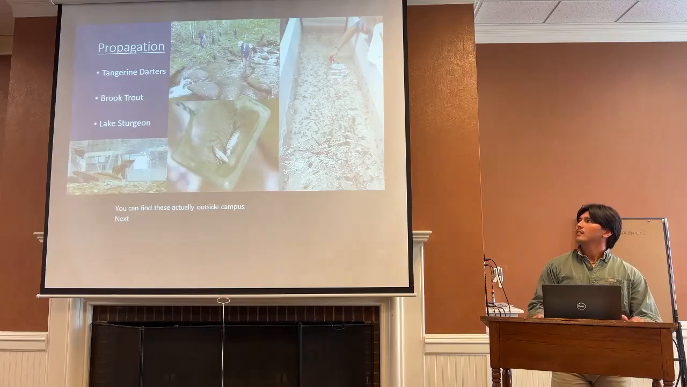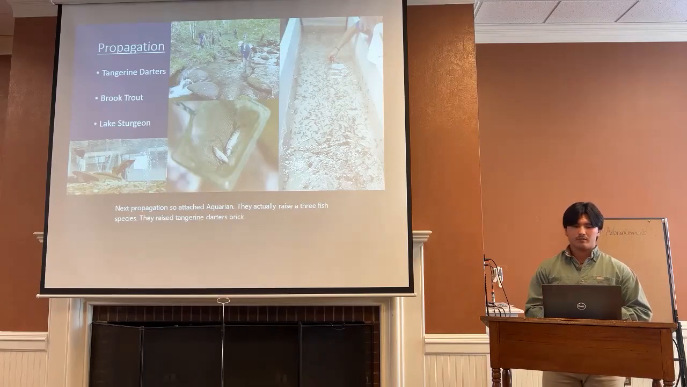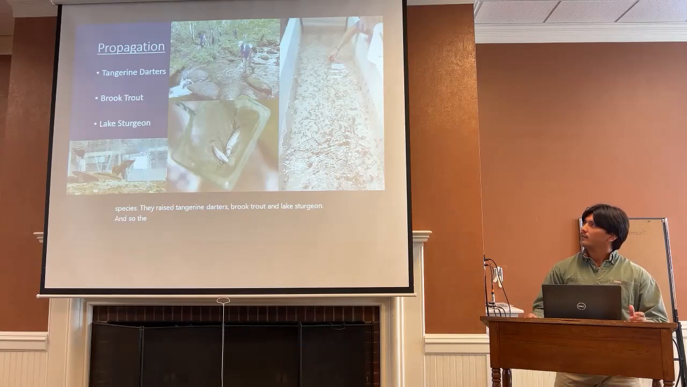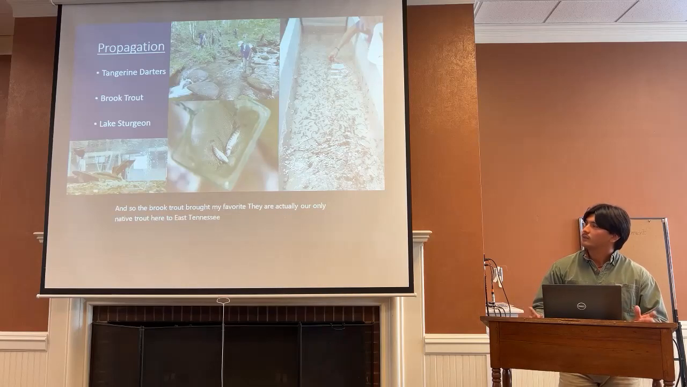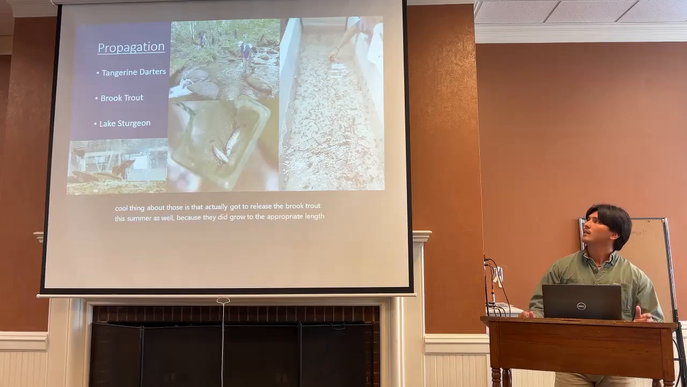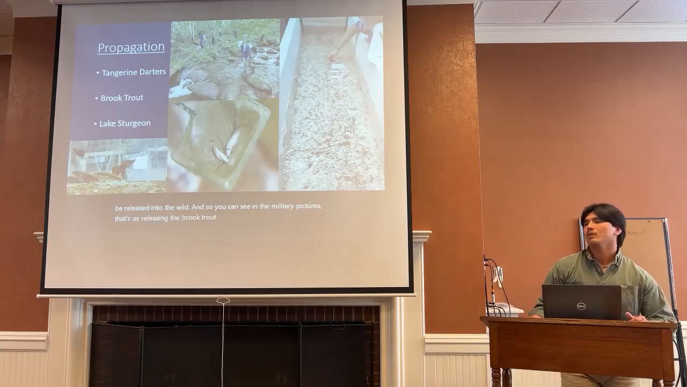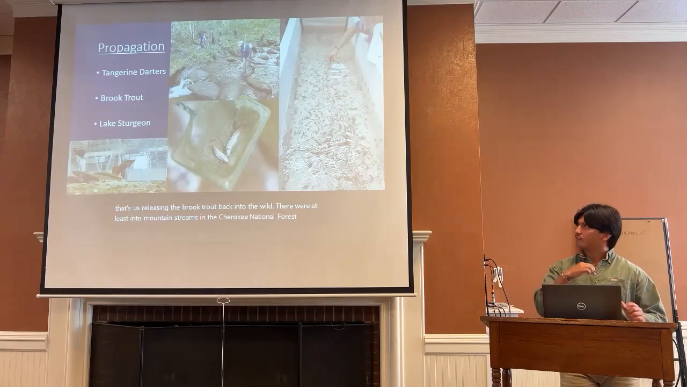Next, propagation. So at Tennessee Aquarium, they actually raise 3 fish species. They raise tangerine darters, brook trout, and lake sturgeon. And so the brook trout, probably my favorite. They are actually our only native trout here in East Tennessee. And so we raised those. And the cool thing about those is I actually got to release the brook trout this summer as well because they did grow to the appropriate length to be released into the wild. And so you can see in the middle two pictures, that's us releasing the brook trout back into the wild. They were released into mountain streams in the Cherokee National Forest. So about an hour and a half south from here.